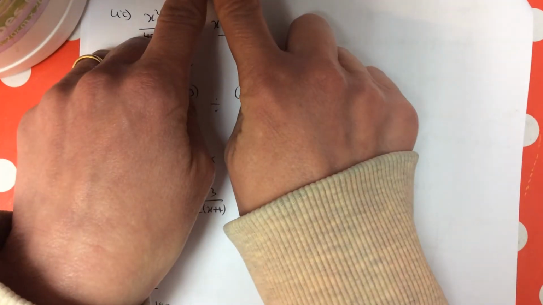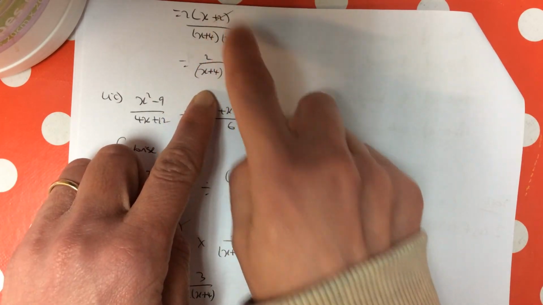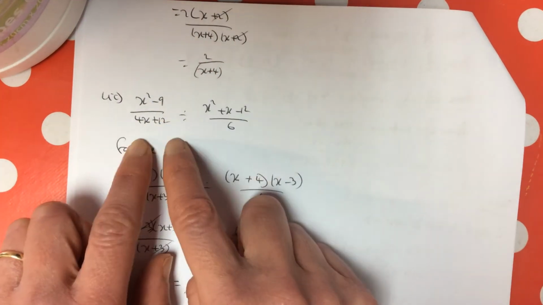Now, with fractions, you always want to factorise. I can pull out a 2, and then that cancels down. Those two factors cancel.